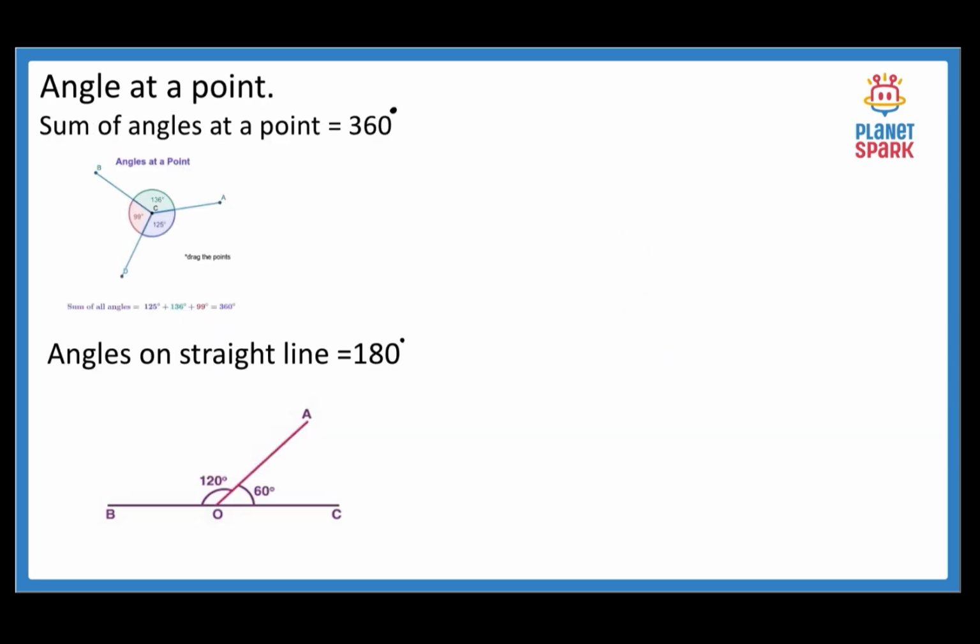Moving on, angles at a point. Sum of angles at a given point is 360 degrees. Now at a point, it is taking a complete circle and coming back, and a complete circle always gives us 360 degrees. Looking at the figure over here, we observe that my angles are 135 degrees, 99 degrees and 125 degrees. When I add them, my answer is 360 degrees. Angle at a point is a complete angle which is 360 degrees.